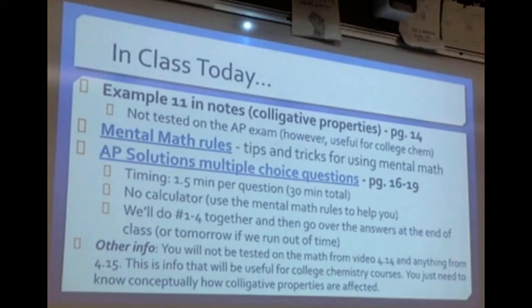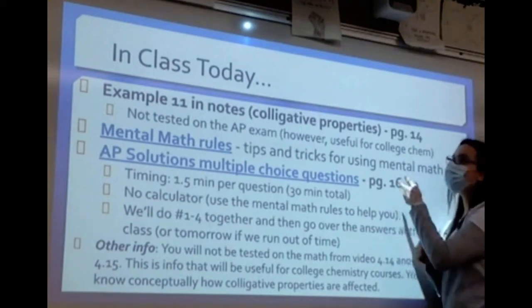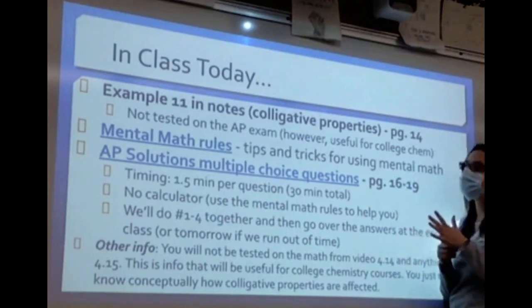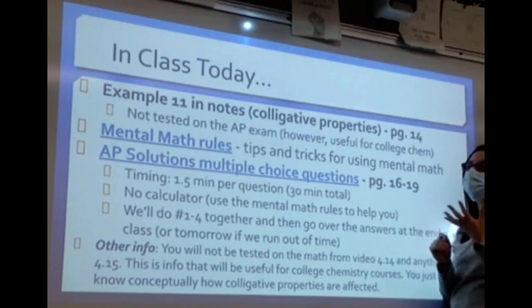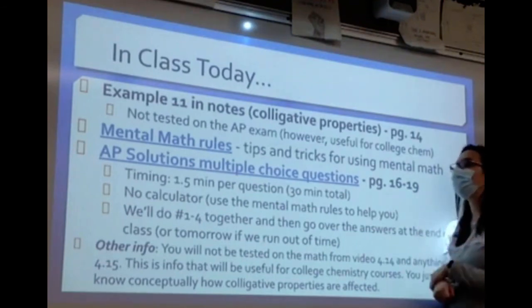So we are going to go through the example together. And it'll be useful because we're going to talk about the van't Hoff factor, which is what a lot of people had questions on from the video. Then we're going to look at mental math. So we're going to start looking at tips and tricks for solving problems without a calculator. Right now, just like I said on the quiz, I'm still allowing you to use calculators. But the reason that we're going to start looking at this is because on the AP test for the multiple choice section, you do not get a calculator. So it's important that we start practicing mental math.